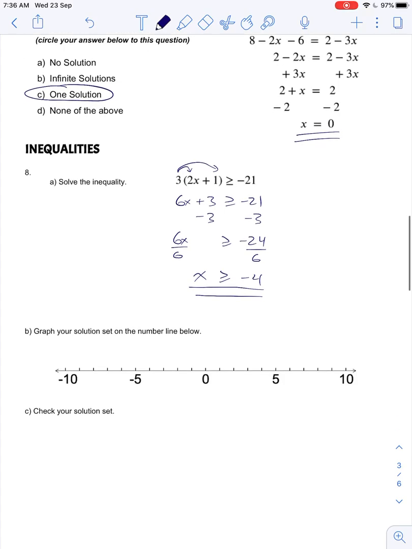So let's go down. When I graph this, I need to go to negative 4, and I'm going to put a filled in dot there. The reason it's filled in is because this is a greater than or equal to. Okay, if it was just greater than, it would be an open dot.